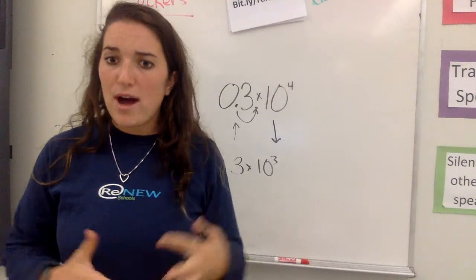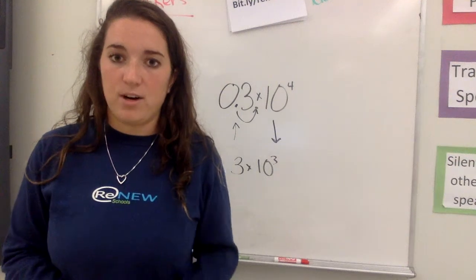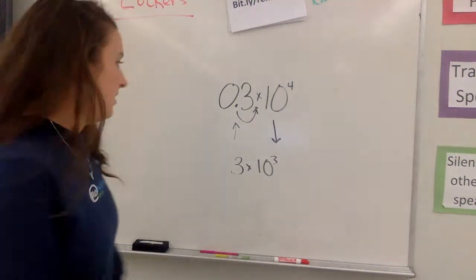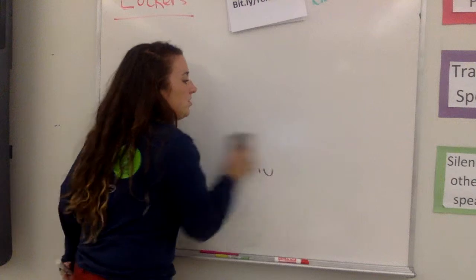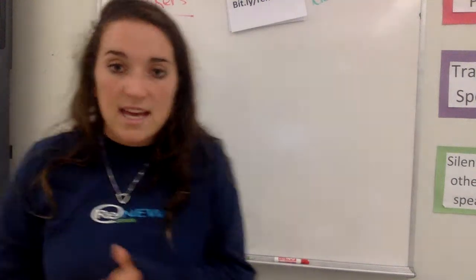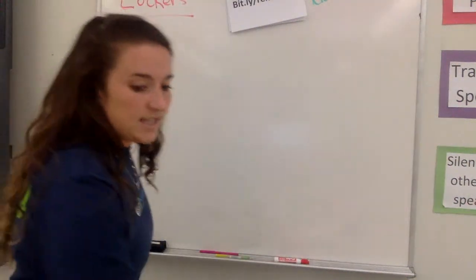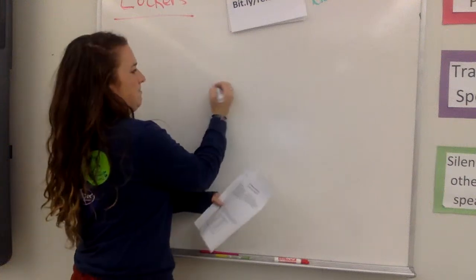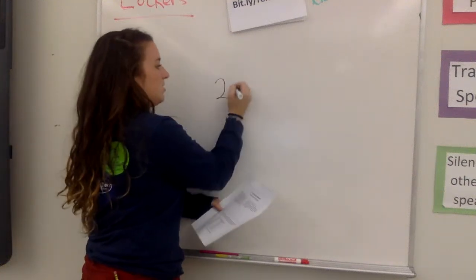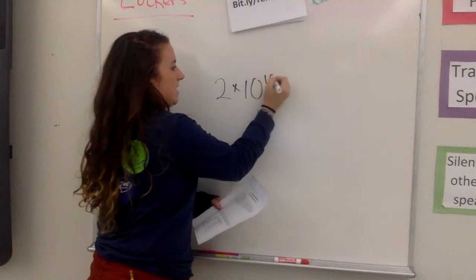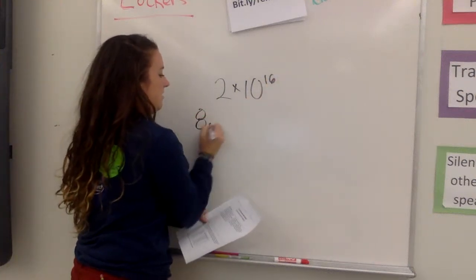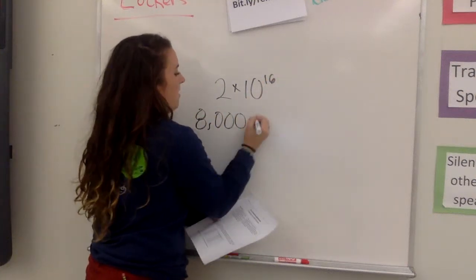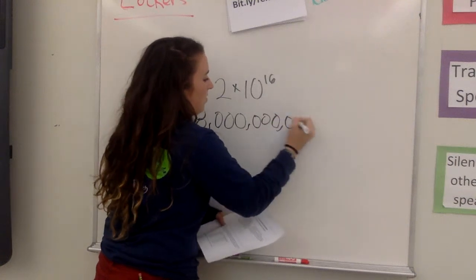For example 2, go ahead and pause the video and try and work on it on your own. All right, so for example 2, it says the Atlantic Ocean region contains approximately 2 times 10 to the 16th power gallons of water. Lake Ontario has approximately 8 billion gallons of water. So I have 2 times 10 to the 16th and 8 billion. Are these two numbers written in the same form?